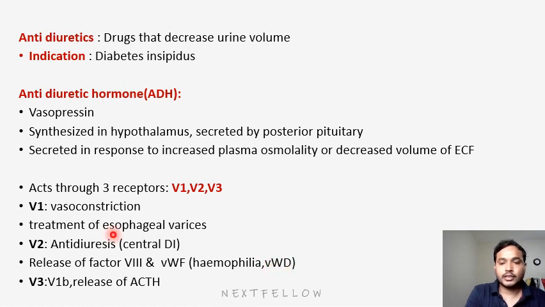And there is one more receptor, that is V3. Previously it was called the V1B receptor. It is helpful in releasing adrenocorticotropic hormone. So vasopressin acts on three receptors: V1 will cause vasoconstriction, V2 will cause antidiuresis, and V3 will have the beneficial effect of releasing ACTH.